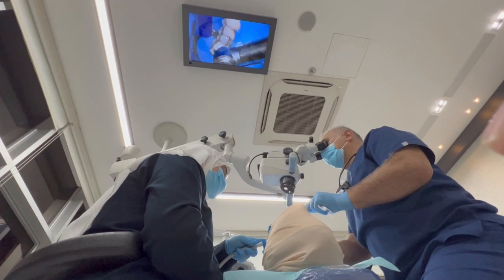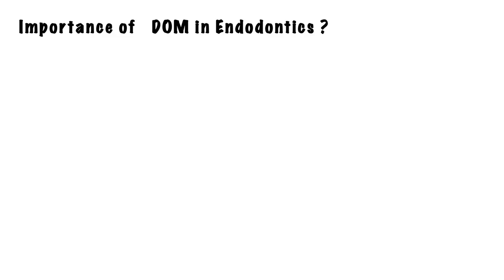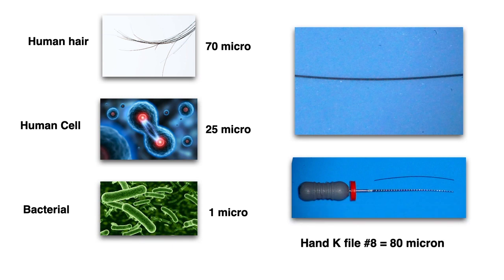So another topic, which is the importance of the dental operating microscope in endodontics. It is important for me to tell you some very important facts about what happens inside the endodontic space, or inside dentistry. So let me share with you some important facts in life. They say that a human hair is about 70 micron, and a human cell is about 25 micron. Bacteria is about 1 micron.